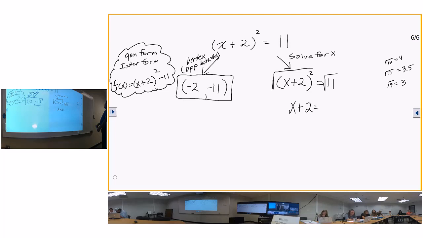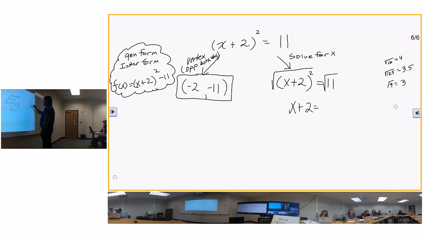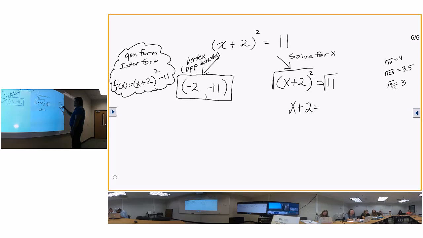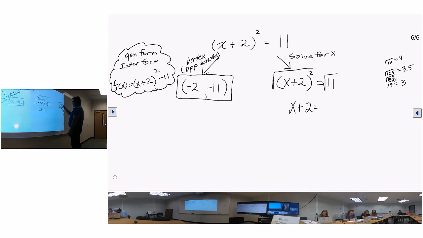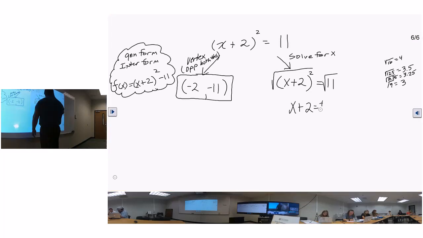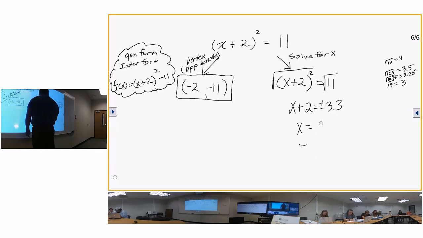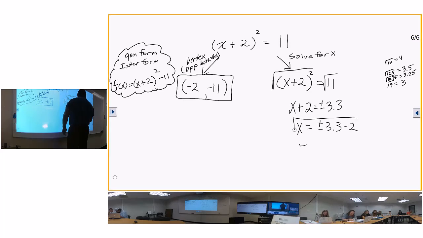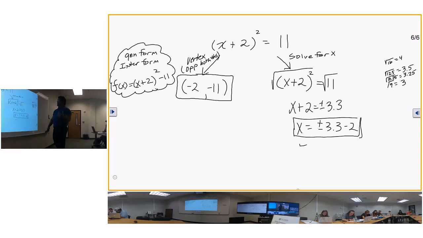So that's 12.5. And 3.5 is 1.75. So that'd be 10.75, which is equal to 3.25. So I'm going to say 3.3. So x is equal to positive or negative 3.3 minus 2. And that's going to give me, what's 3.30 minus 2?